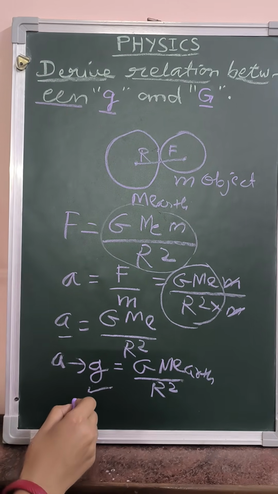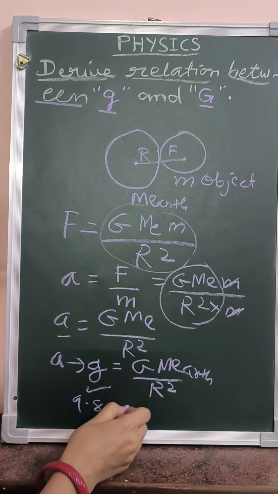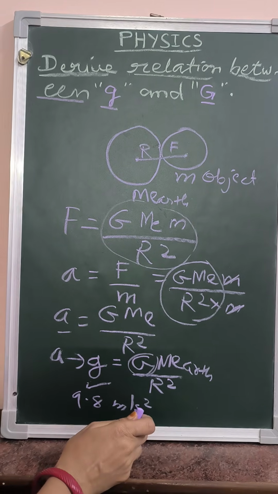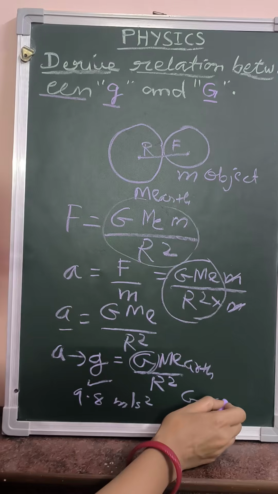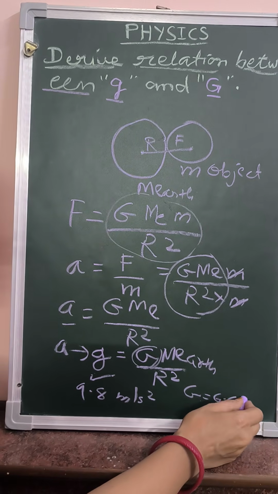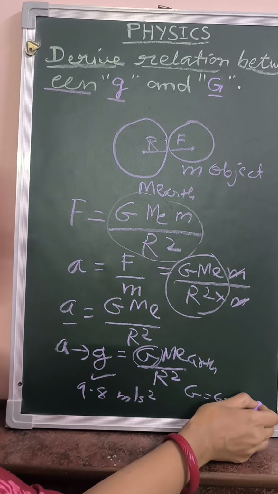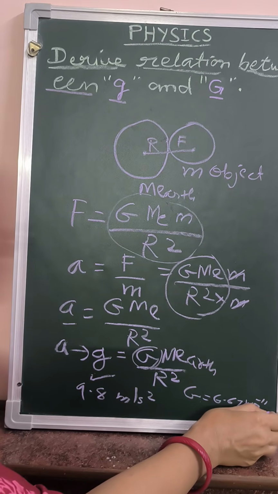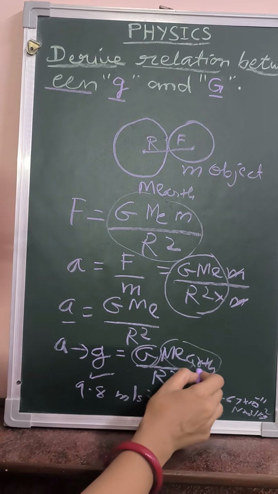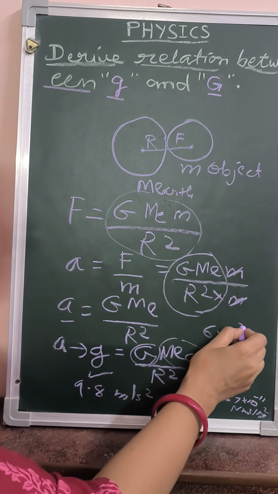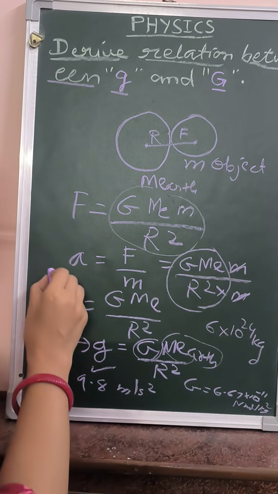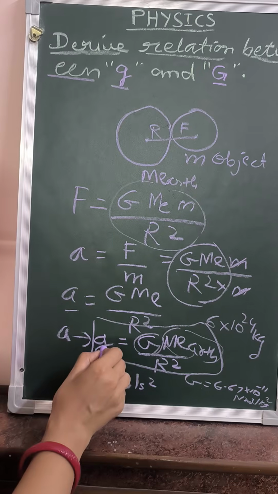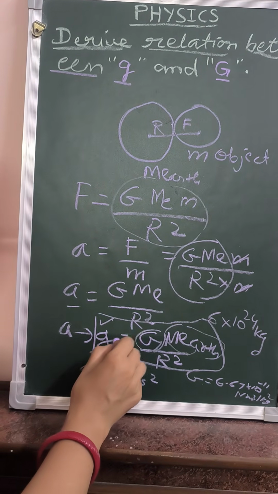Now the value of g is 9.8 meter per second square, where the gravitational constant G value is 6.67 into 10 to the power of minus 11 Newton meter square per kg square, which I have already explained in my universal law of gravitation. Now the mass of the earth is 6 into 10 to the power of 24 kg. So this is our required relationship, g equals G ME by r square. This is the derived relation between g and capital G.